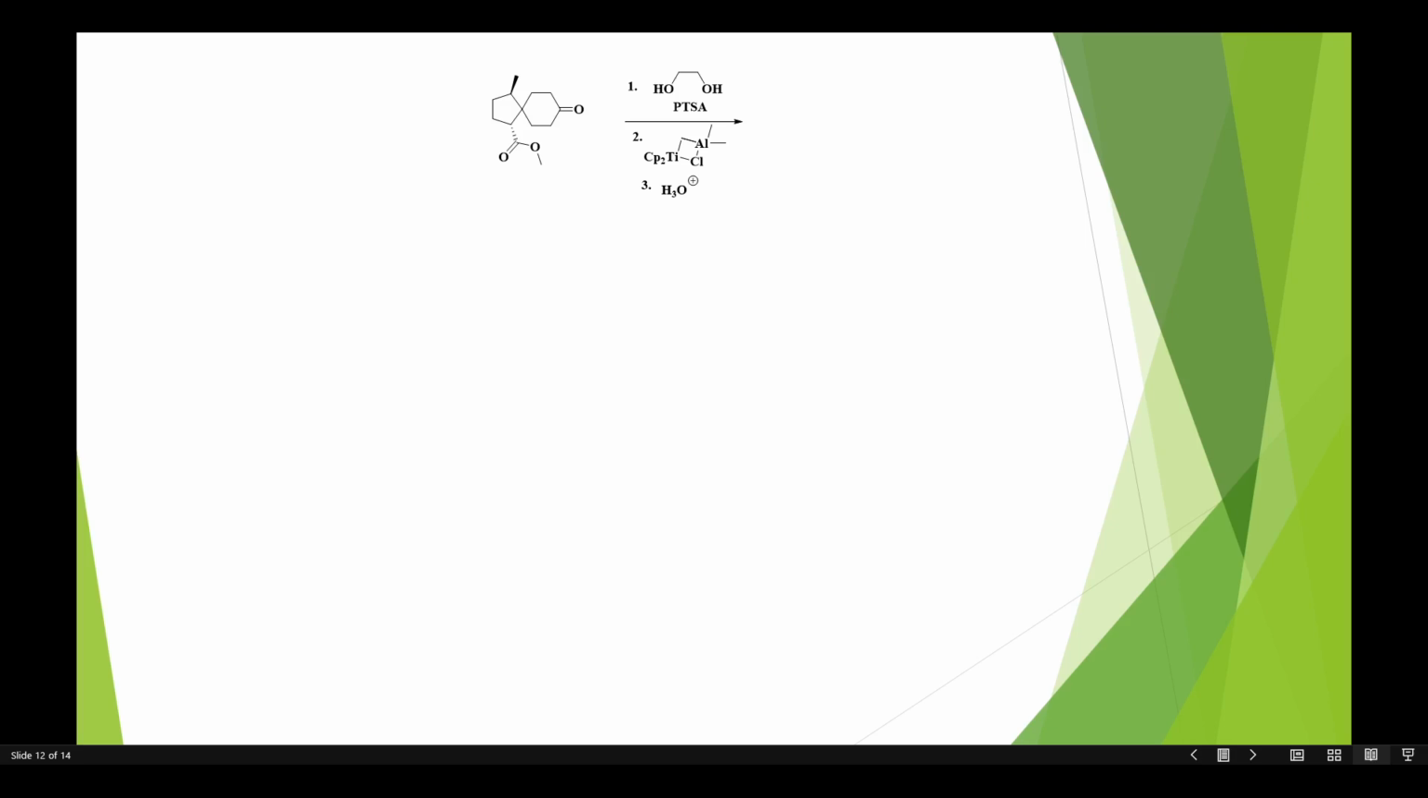Okay. Also, we'll see that there's some titanium reagent also.